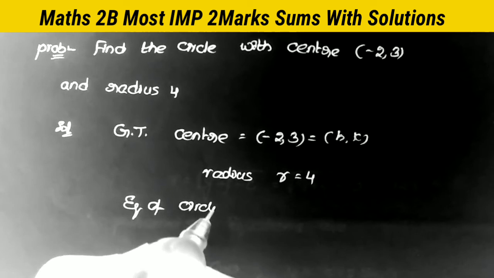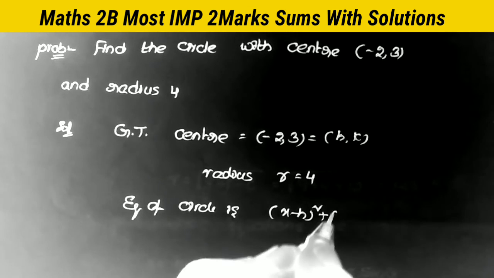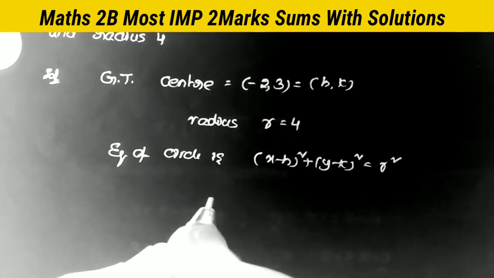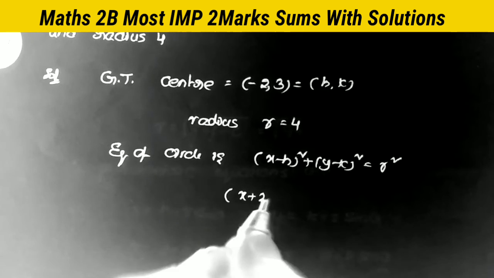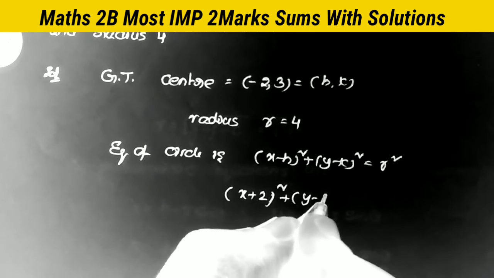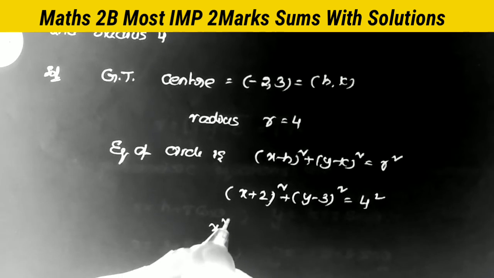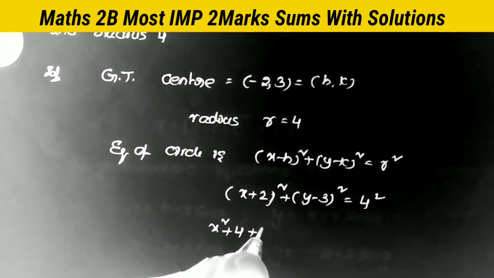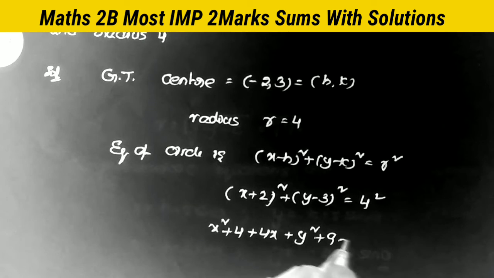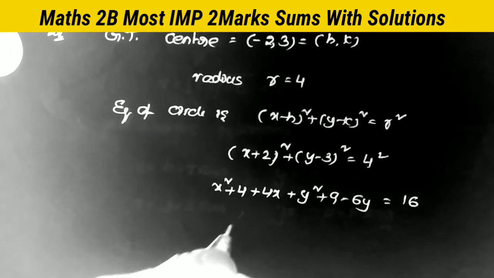Therefore, equation of circle is, formula: x minus h whole square plus y minus k whole square is equal to r square. Now replacing the values, x minus minus 2, h is equal to minus 2, x plus 2 whole square plus y minus 3 whole square is equal to 4 square. Now taking the expansion, x square plus 4 plus 4x, a square plus b square plus 2ab, y square plus 9 minus 6y, a square plus b square minus 2ab is equal to 16.